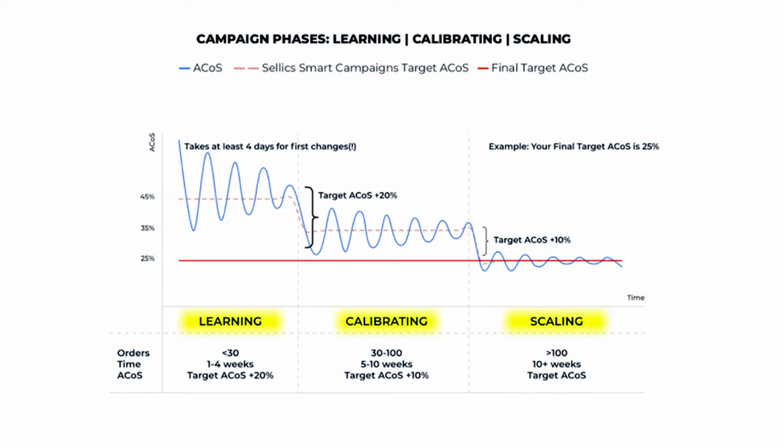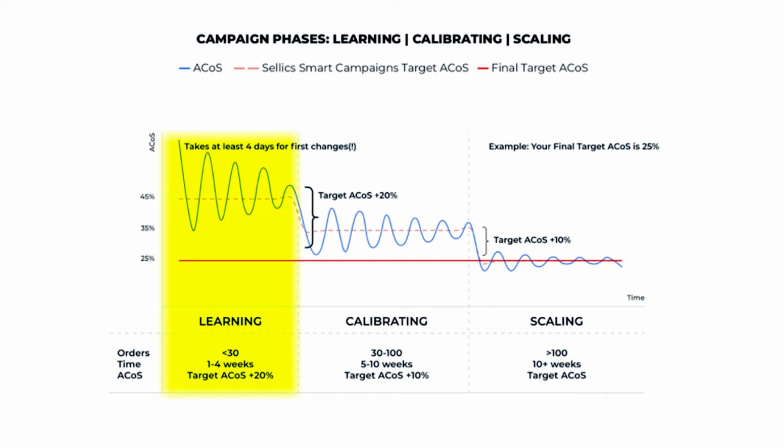Let's take a look first at the learning phase of the smart campaigns. This is the phase that just gets you started. It's when you've got under 30 orders for these campaigns, and it's a time period that is going to cover roughly 1 to 4 weeks. In this time period, it's totally normal to see a high ACoS fluctuation. You may set your target ACoS at 25% or 30%, but it's likely that you're going to see it above that as these smart campaigns begin to optimize and calibrate, find the right bid levels, find the right keywords, and so on.